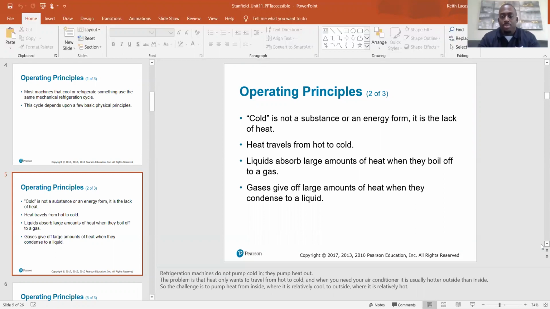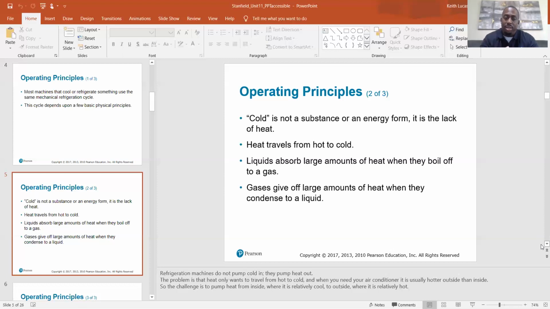Liquids absorb large amounts of heat when they boil off to a gas. Gases give off large amounts of heat when they condense to a liquid. This is why you want liquid going to your evaporator coil, because the evap coil is where you absorb the heat from the room, and liquids absorb large amounts of heat when they boil off to a gas. So when that liquid changes state into a gas, at that point is when it absorbs the most heat.